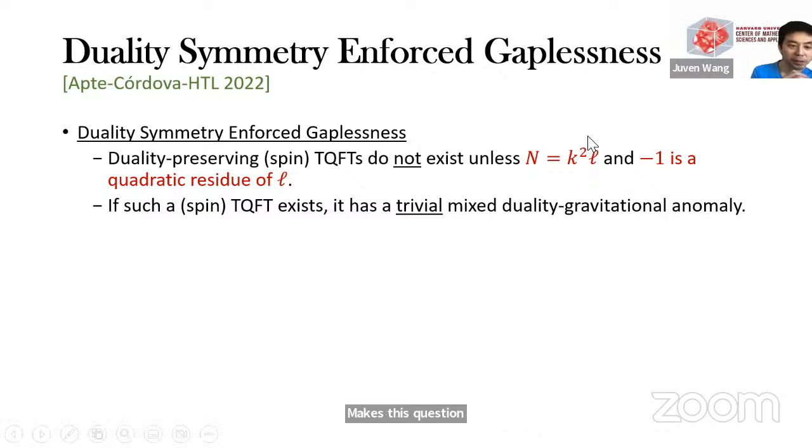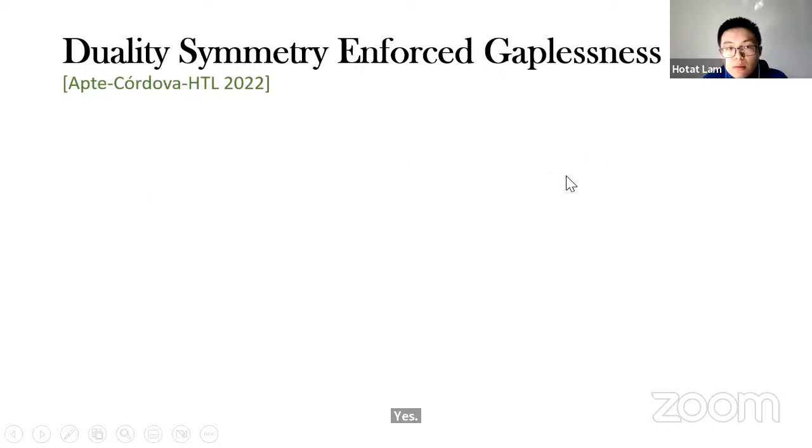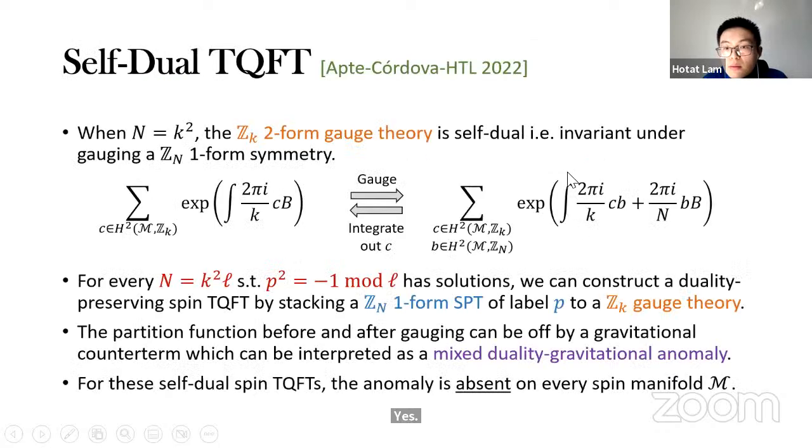Makes sense. Question. Yes. Well, if you go back one slide, sorry. So the first equation here, B is a background Z_N gauge field. Correct. Yeah. B is a background Z_N two-form gauge field. So I didn't quite understand this step of stacking with a one-form SPT. Why did you need to do that?